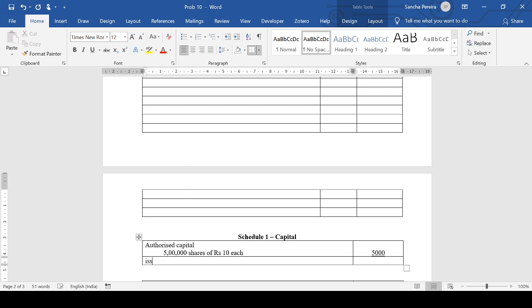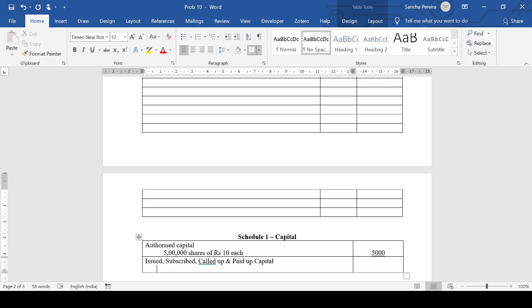Similarly, we have the issued, subscribed, called up, and paid up capital, which is given as, if you see the share capital, 2,50,000 shares of rupees 10 each. So this will become 2,500.